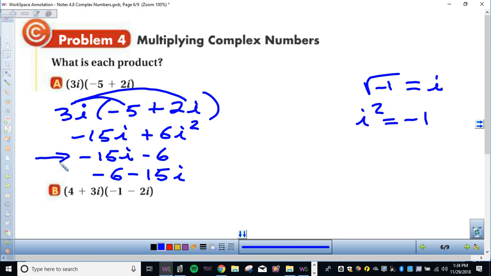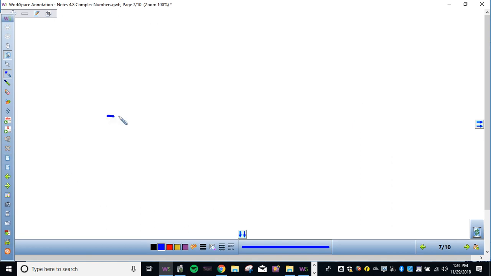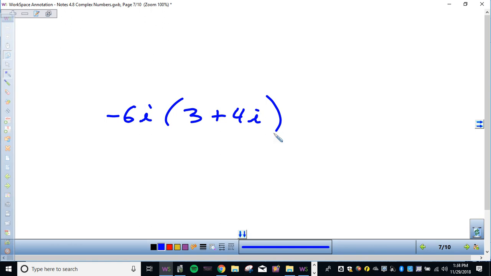So let's do okay, do that one on your whiteboard. Remember, real number first, then imaginary.